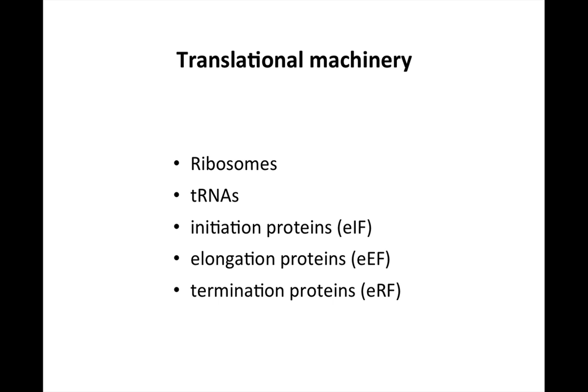Other materials are needed to translate proteins. These include initiation, elongation, and termination proteins. We tend to divide the translation of an mRNA into three stages: initiation, elongation, termination, and there are proteins needed for each step. And in eukaryotes, these are called eIFs, for eukaryotic initiation factors. Elongation proteins are eEFs, and termination proteins are eRFs.